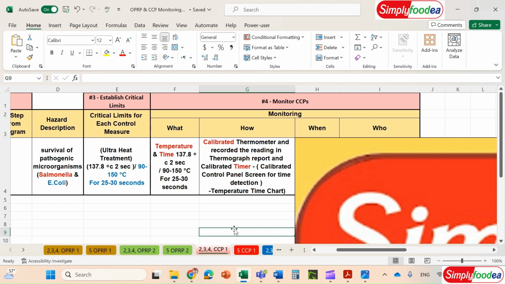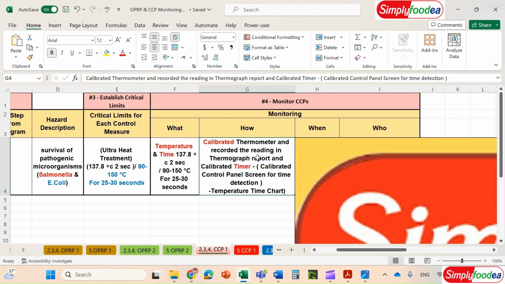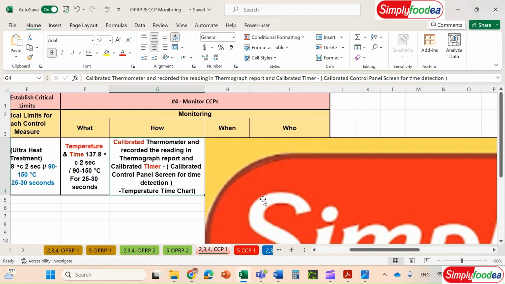Okay, so how am I monitoring the pasteurization process? I'm monitoring it through a calibrated thermometer and recording the reading in a thermograph report, and a calibrated timer. The control panel, or screen for time detection, must also be calibrated, and the temperature-time chart output must also be calibrated. So I'm monitoring the pasteurization process, the temperature and the time, by calibrated devices, either a thermometer, a control panel, or a panel screen, whatever I'm monitoring it with.